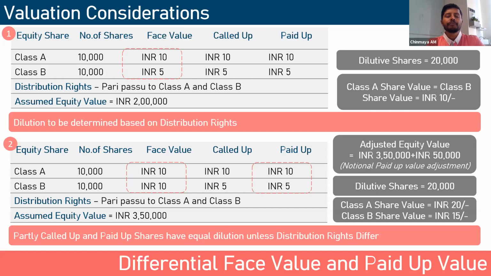If the distribution rights were not pari passu to Class A, Class B, if the distribution rights were equivalent to their money contribution, then the value of Class B shares should have been 50% of the value of Class A shares. Because it is pari passu, the value is same. So this example, though it's a very simple example, very important one, will show us how important is each and every clause in the shareholders agreement.